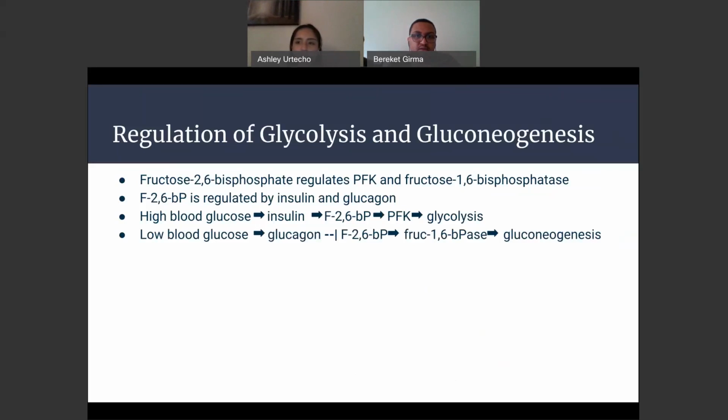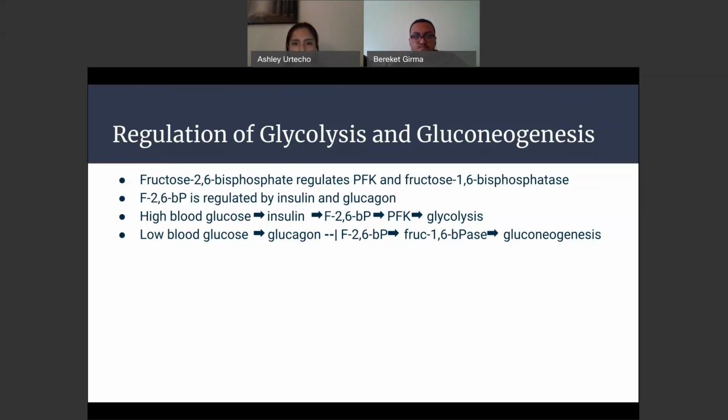Gluconeogenesis would be the other way around. If we have low blood glucose, if we've been starving for a while, our glucagon levels will be high to tell our body that we have low blood sugar. So glucagon, unlike insulin, will inhibit fructose 2,6-bisphosphate. And if this molecule is inhibited, it will activate fructose 1,6-bisphosphatase, which is the reciprocal committing enzyme of gluconeogenesis.